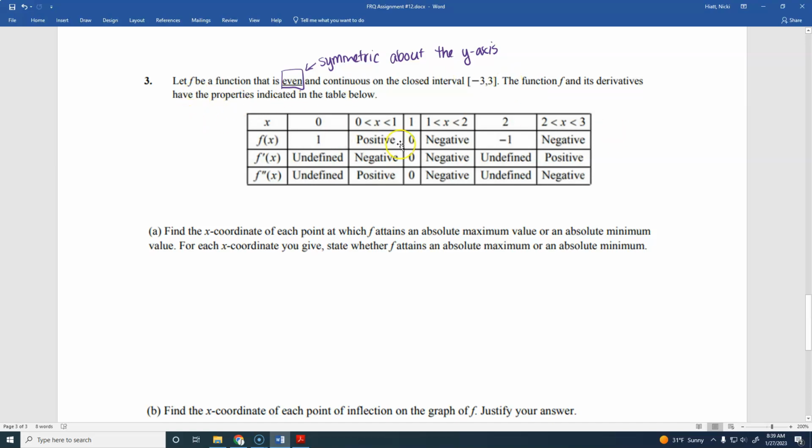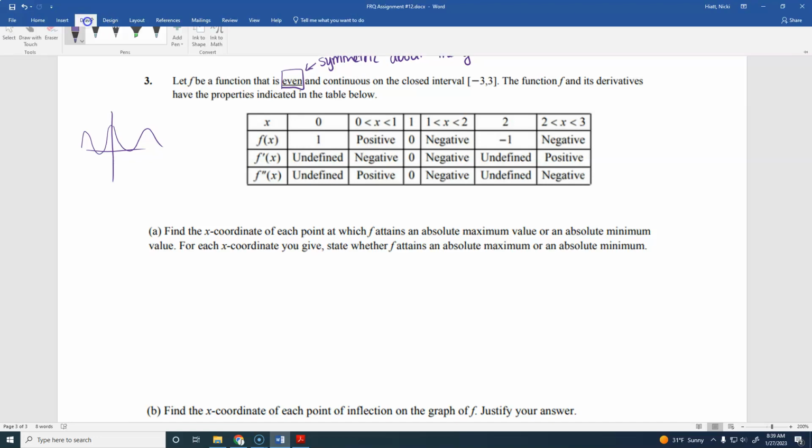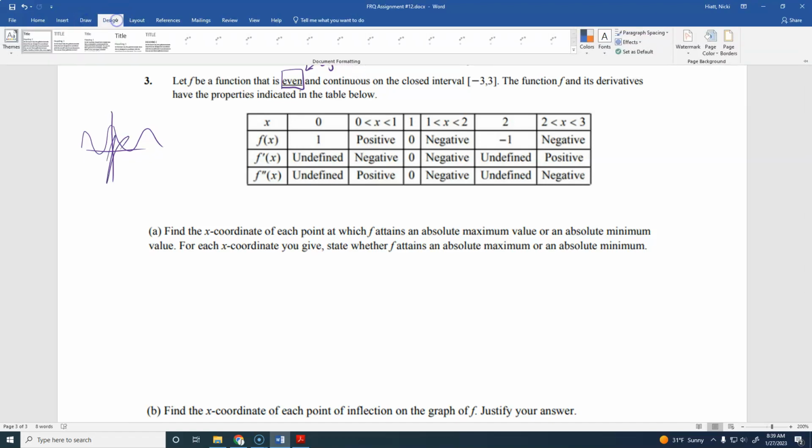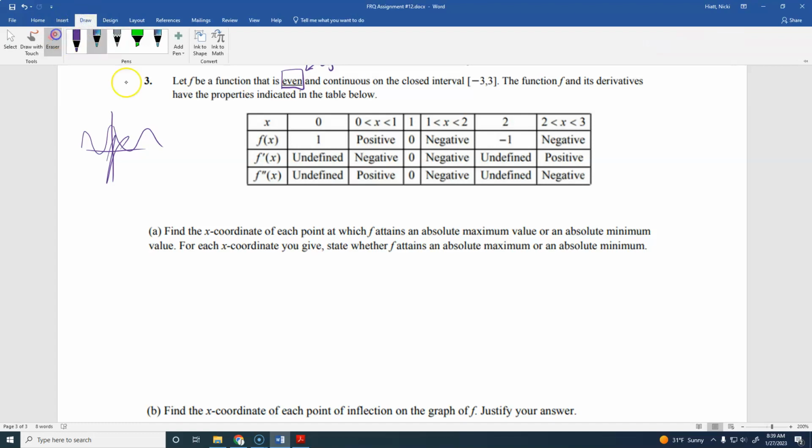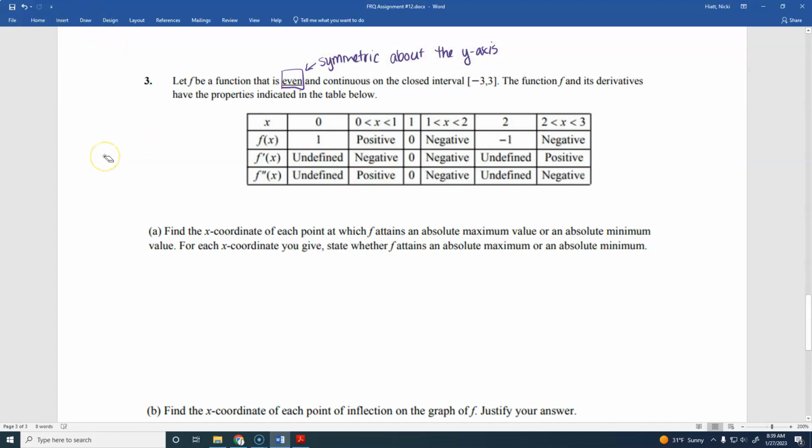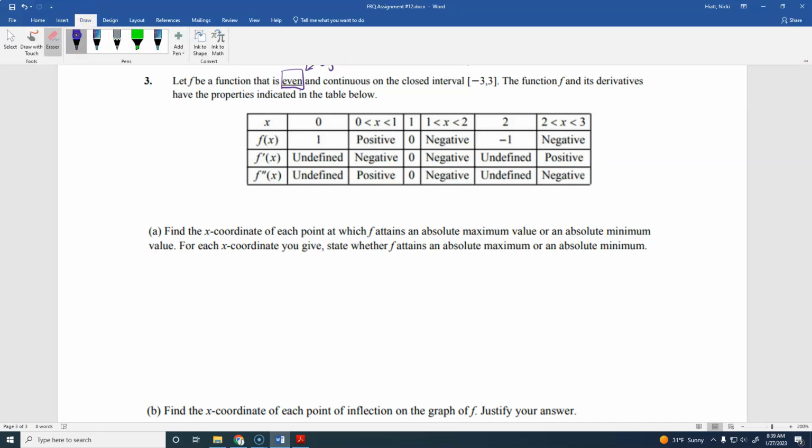So we have the properties, but they only give you information from 0 to 3. The reason that they do that is because whatever you figure out from 0 to 3, whatever it looks like, it's just going to be mirrored on the other side because it's symmetric about that y-axis. So they only give you the information for 0 through 3, but we could just basically reflect that from the other side.